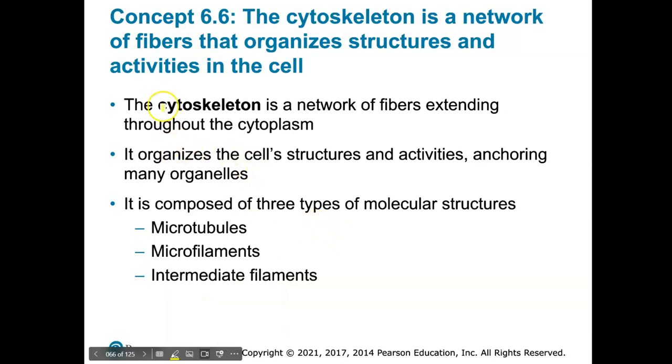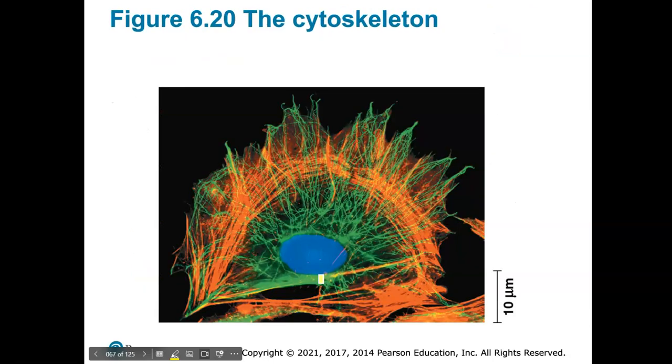But anyway, we are now discussing the cytoskeleton, which consists of three different types of molecules. They're really types of protein fibers. The thickest protein filaments, the thick filaments, are microtubules. The thin filaments are microfilaments, and the ones in the middle thickness are intermediate filaments.